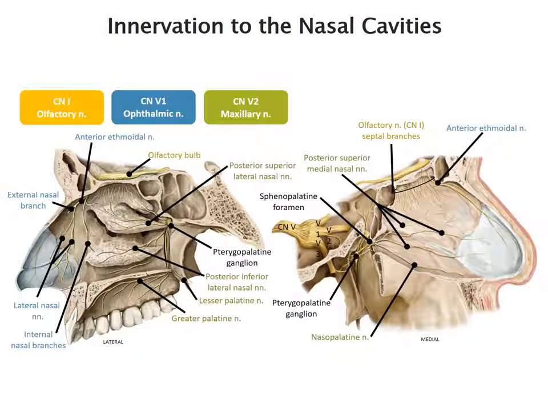Sensory innervation to the nasal cavities is accomplished through three different nerves. The olfactory nerve, cranial nerve number 1, will be responsible for olfaction. This nerve contains special sensory fibers which are conveyed through the cribriform plate, and they meet up with the olfactory bulb in the anterior cranial fossa. Recall that the olfactory nerve is not a single nerve, but rather it represents a collection of multiple neural filaments that supply the olfactory epithelium at the roof of the nasal cavity.